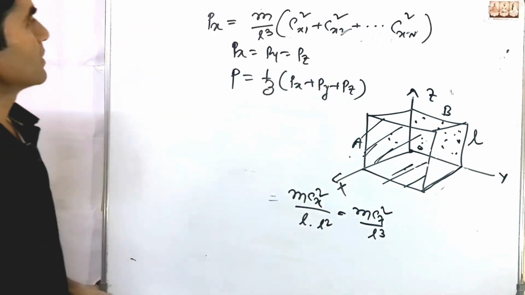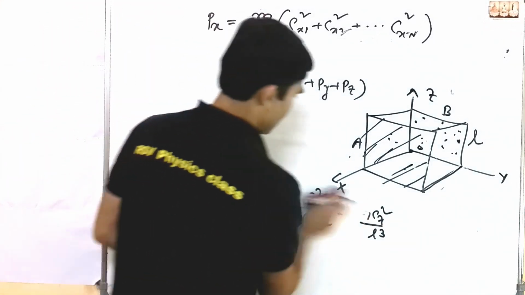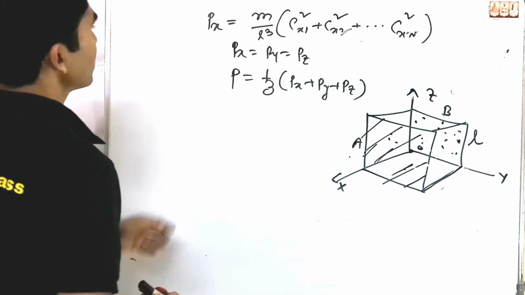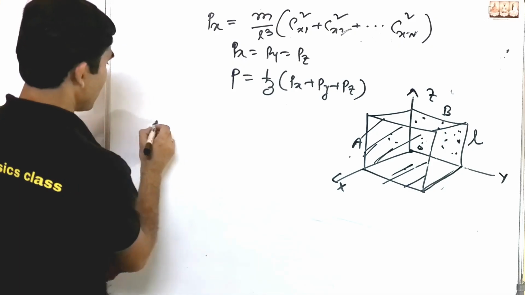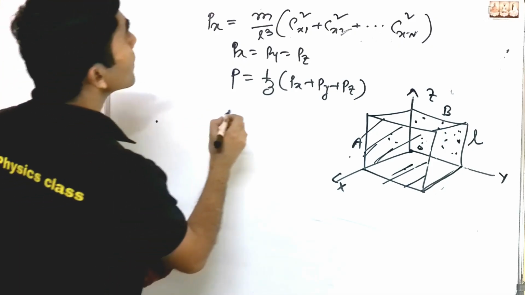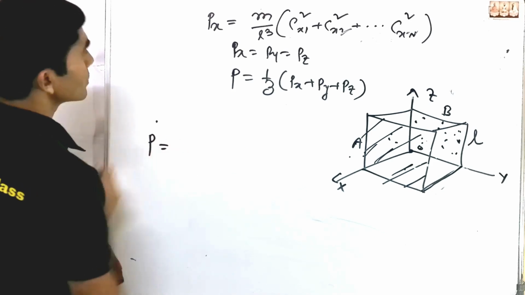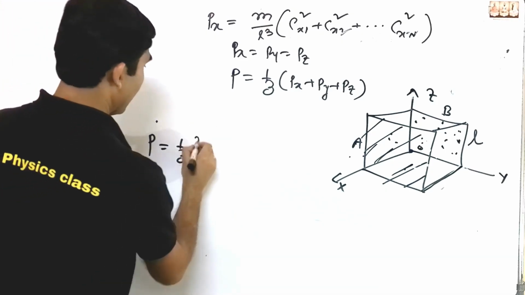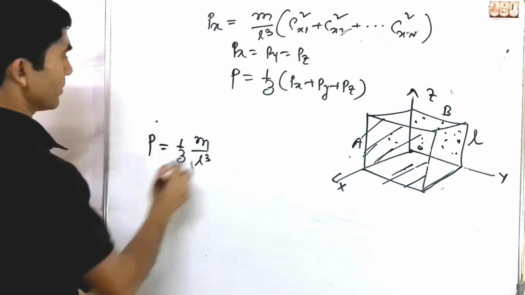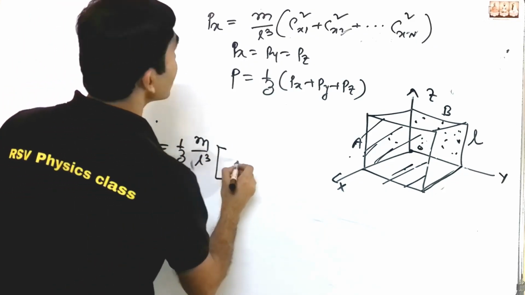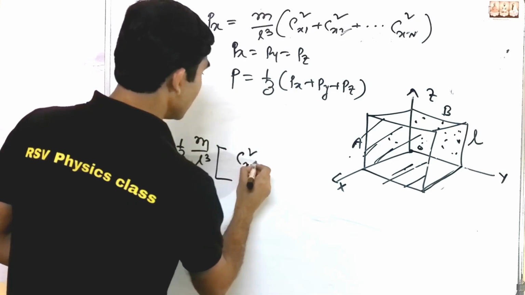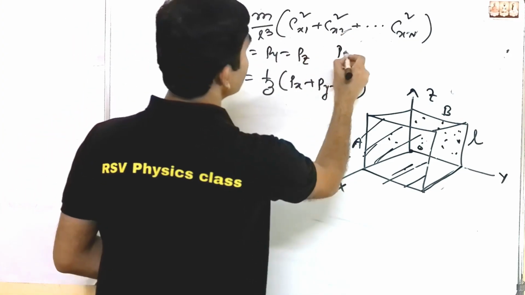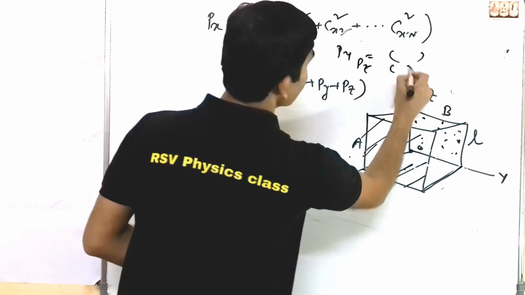So now the pressure P equals 1/3 of, this one is m over L cube, times cx1 square and so on. Similarly, you have to write Px, Py and Pz in this way.